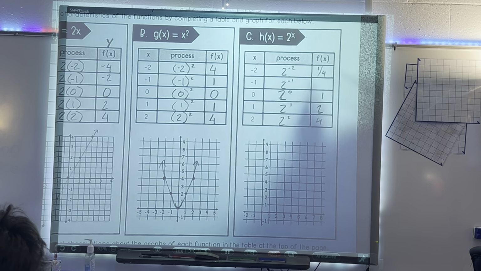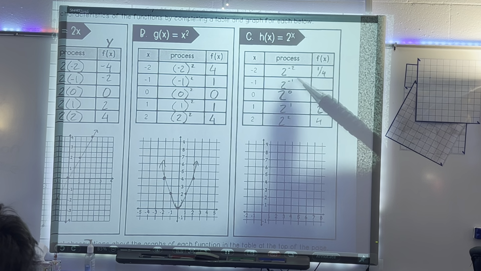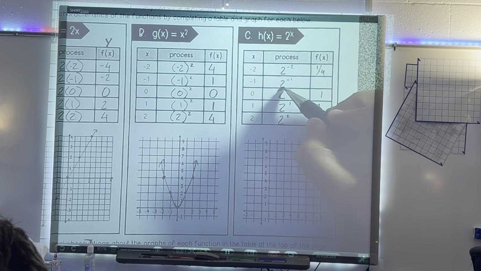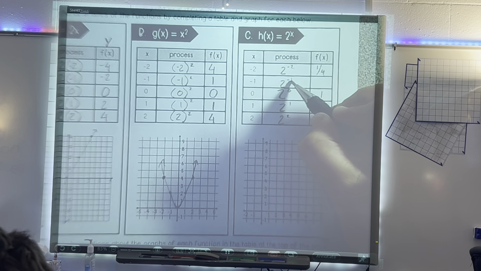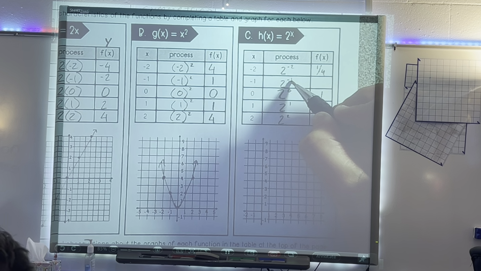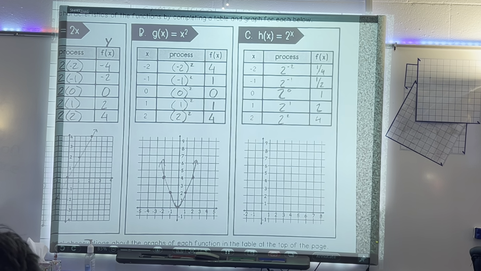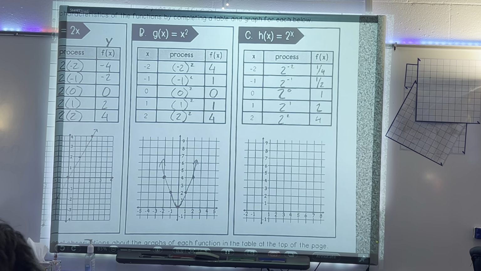Alright, so if we look at this right here, what is 2 to the -1 going to be? Without your calculator, use some logic. It's not going to be -2. It's going to be 1/2, because it's the same thing as 2 to the first, but I have to take the reciprocal because of the negative. Does that make sense? Alright, so those are our values.